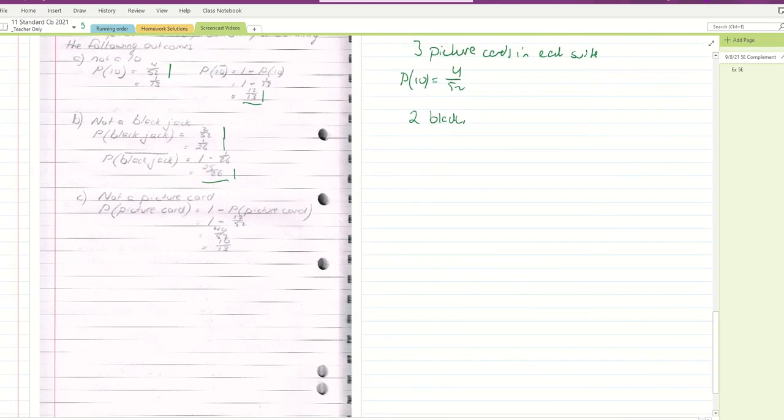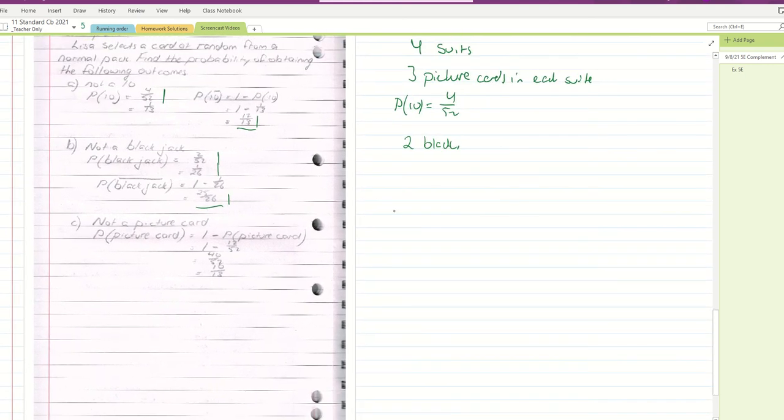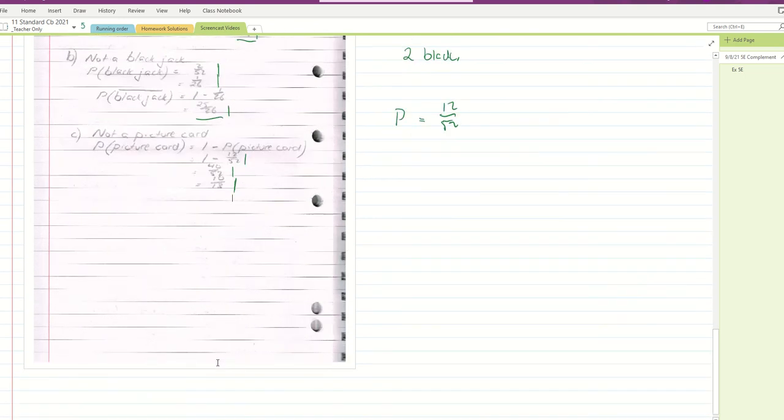Finally, not a picture card. We look at the probability of a picture card. There are 4 suits, there are 3 in each suit. So there's 12 in total out of 52. So the probability of not drawing a picture card is 1 minus the probability of drawing a picture card. 1 minus 12 on 52 equals 40 on 52. Simplify that to be 10 on 13.